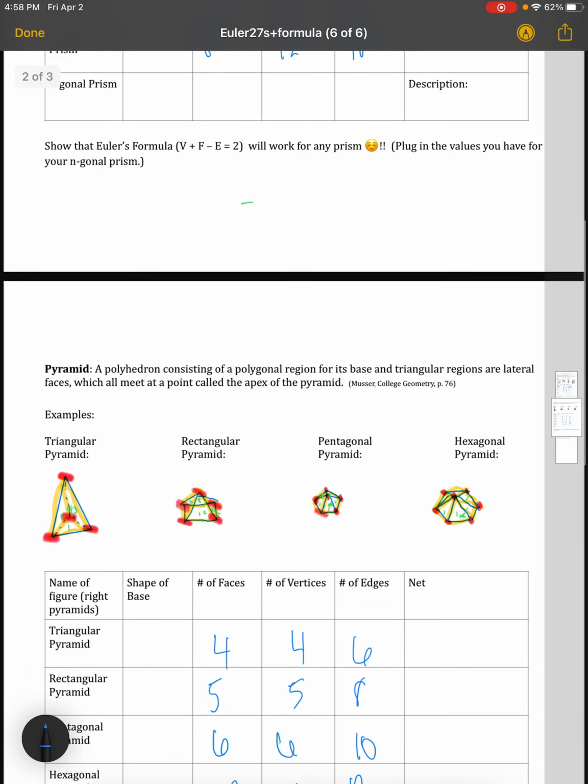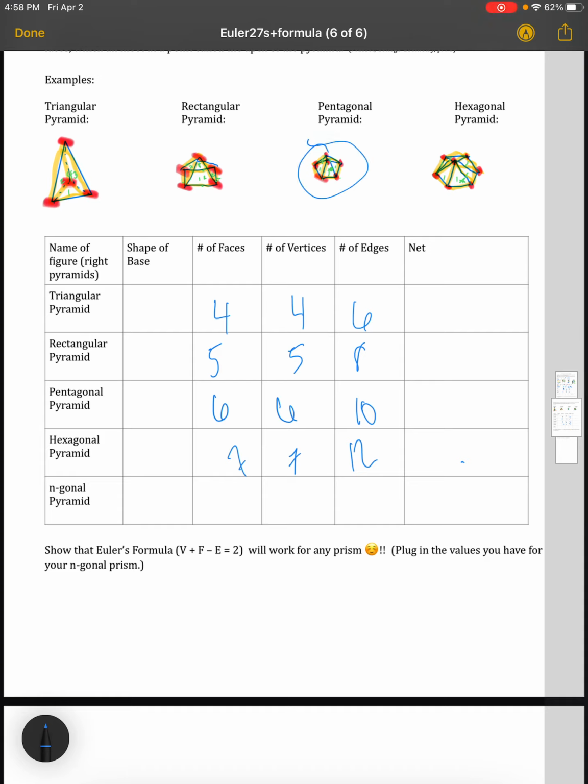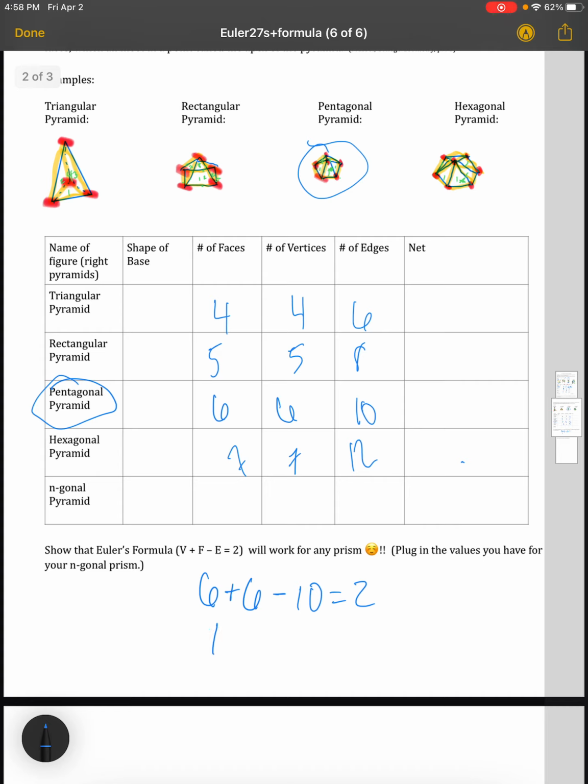Now let's try a pyramid. Let's do a pentagonal. And here's our pentagonal. This one's different, but they're pretty much the same. So it'd be 6 vertices plus 6 faces minus edges would equal 2. Oh, I forgot the edges, which is 10. So 6 plus 6 is 12 minus 10 equals 2. And that is true as well.